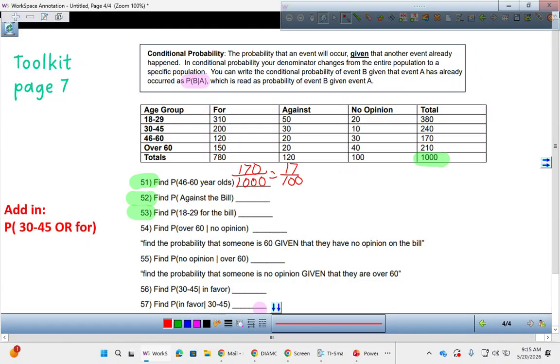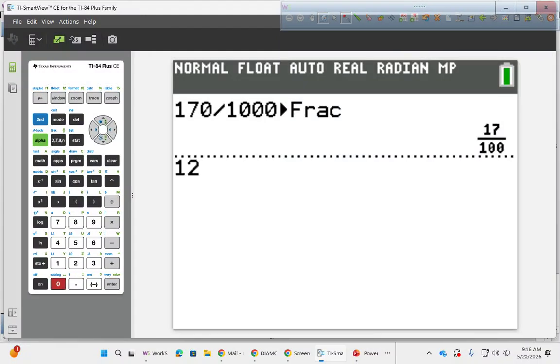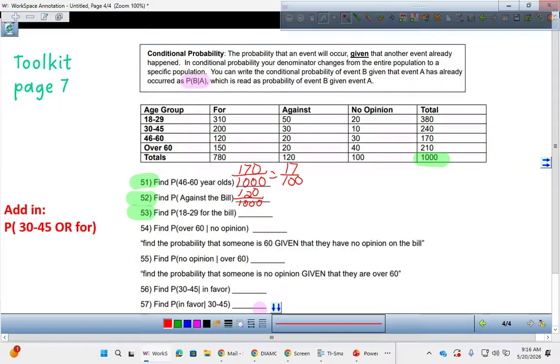The second one says probability of against the bill. So I'm going to find the category of against the bill, and regardless of the age, I want the total. So 120, and there's no condition being set because there's no given line yet. So I'm still basing this off of the 1,000 people. 120 divided by 1,000, math, enter, enter. 3 out of 25.